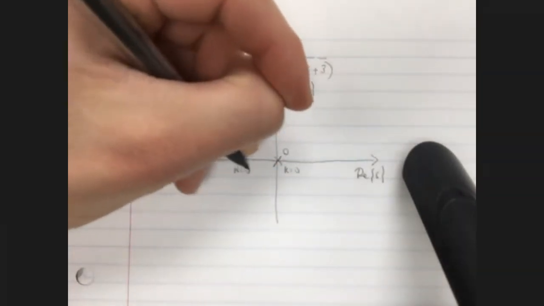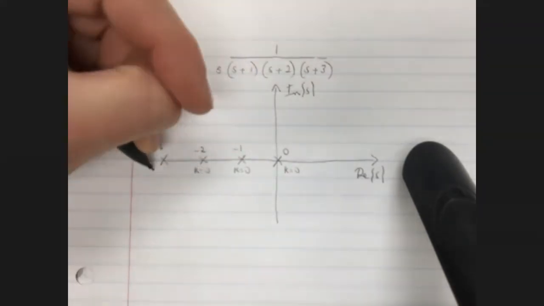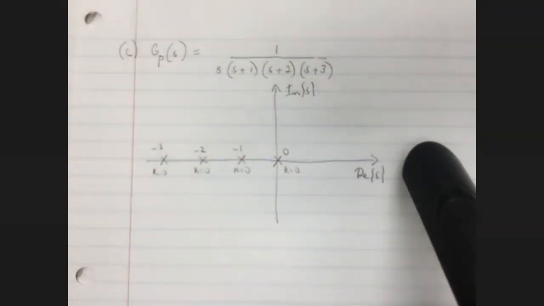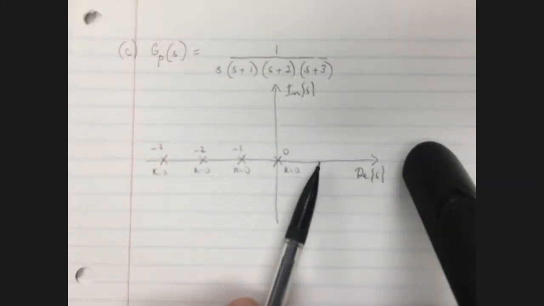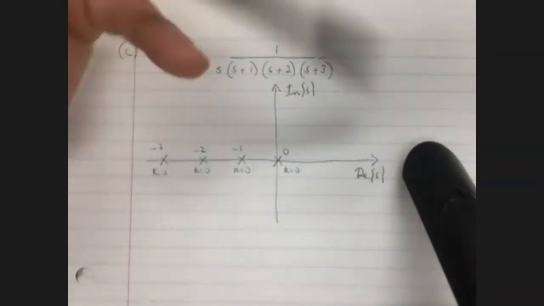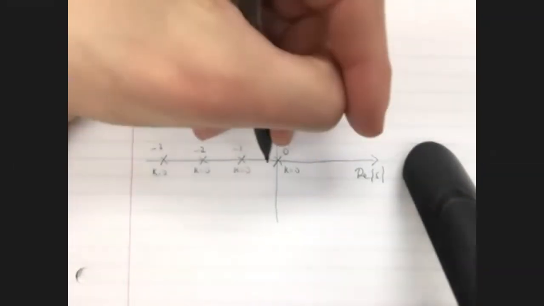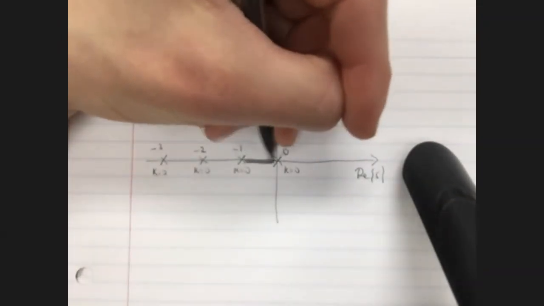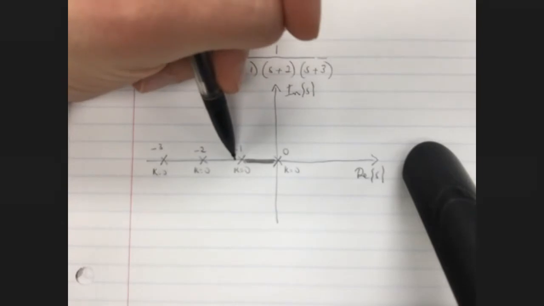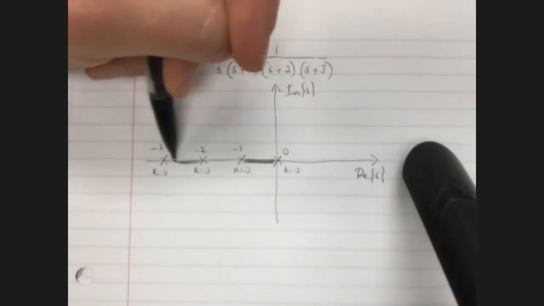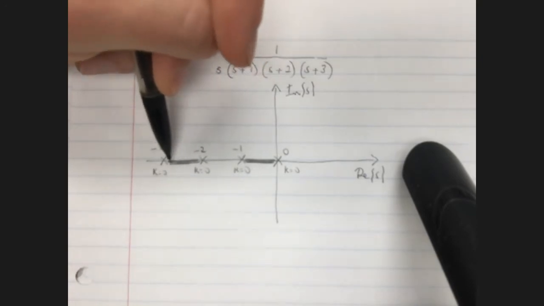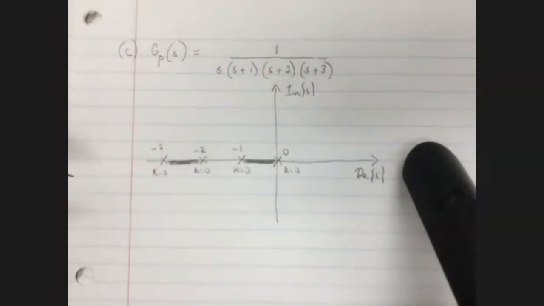So at k equals 0, that's where I'm starting. And again, I move right to left. You got nothing, nothing, nothing, and then I'm to the left of one thing. So I fill in this bit. To the left of 2 things, so I'm going to leave this bit blank. And to the left of 3 things, I'm going to fill in this bit right here. And then leave the rest blank.